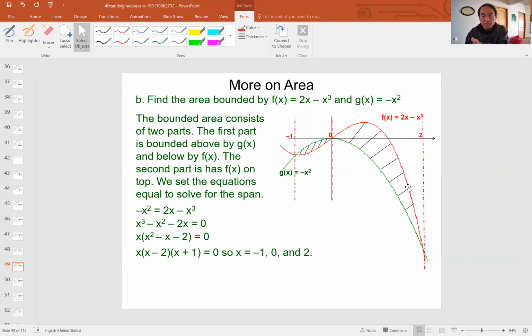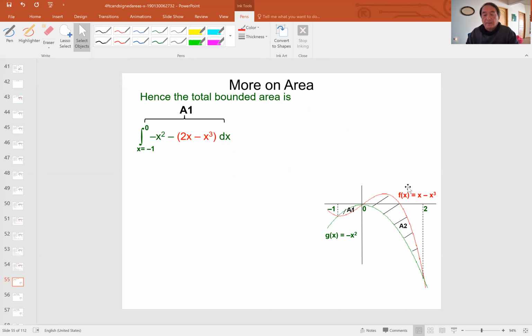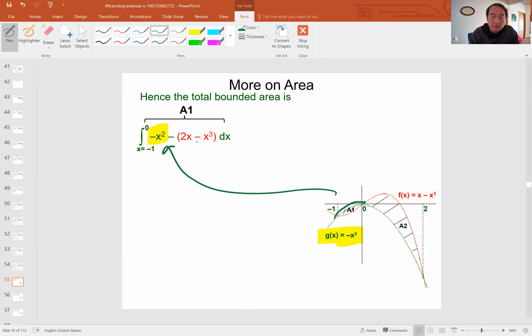Of course, first we have to break them into two different pieces and find the intersections, which is done by setting them equal to each other and solving for x. Therefore on the rulers we have from -1 to 0 and 0 to 2. Then we look at the pieces individually. For the first one, area number 1, the green one is on top, so minus x squared, the green curve goes in the front, and then the red curve is the bottom y coordinate, top minus the bottom. So that's the area for that small piece.